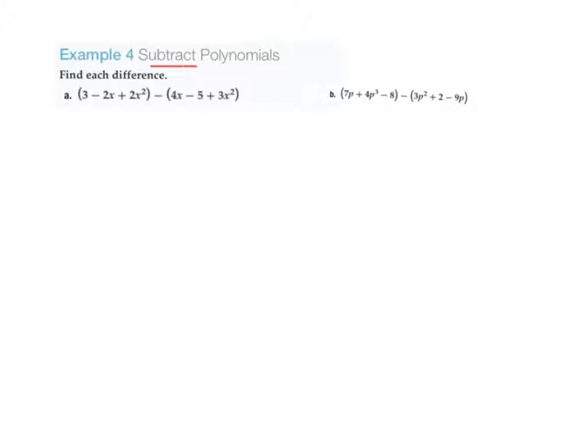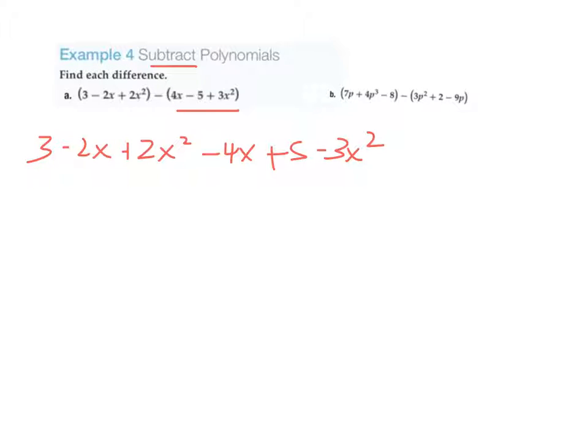Subtracting can be a little bit tricky unless you do one thing, and that is everything that's going to be subtracted, so everything over here, I'm just going to change its sign. So I'm going to rewrite the first part, but I'm going to now change to a negative 4x, a positive 5, and a negative 3x squared. By doing that, I now can just combine like terms or add like terms.